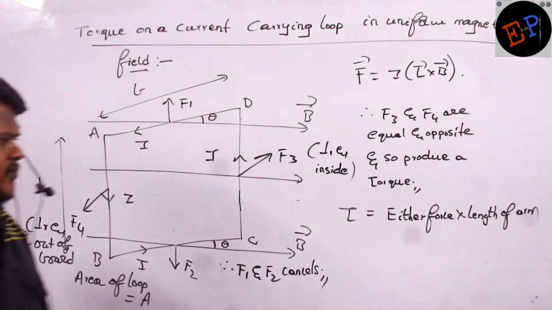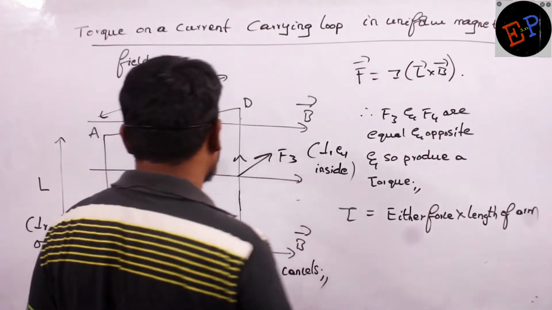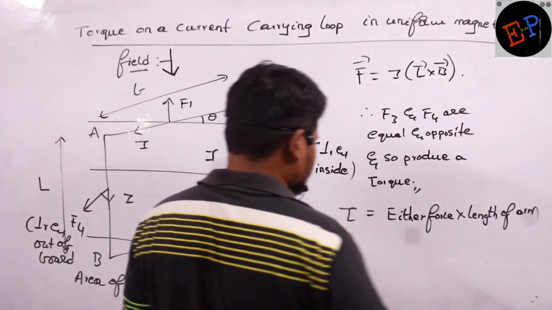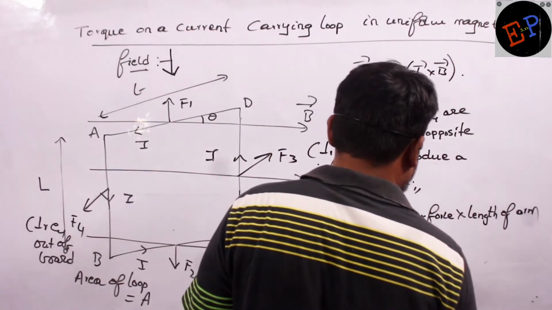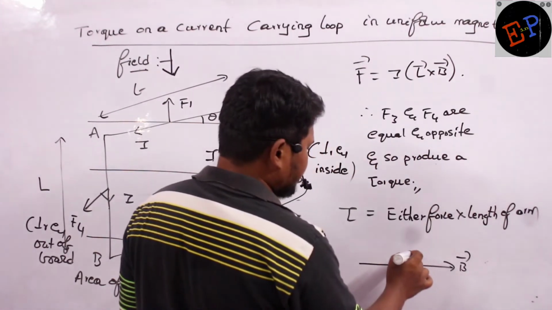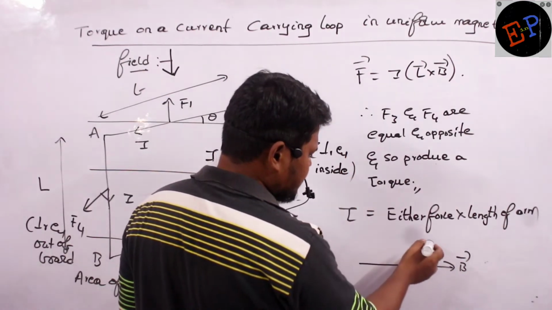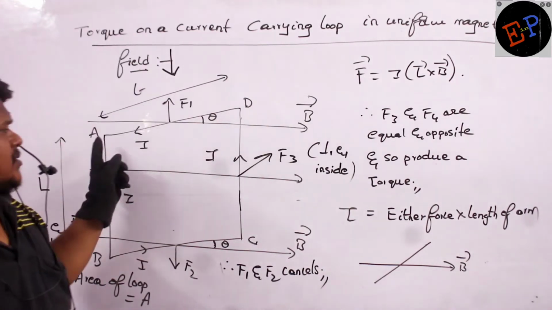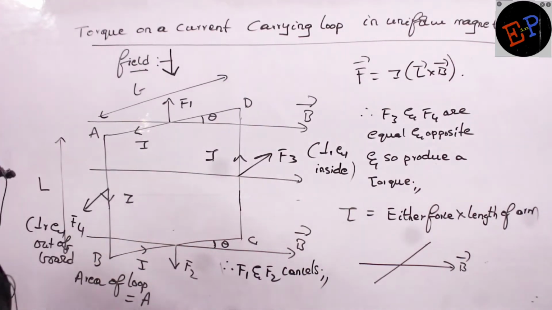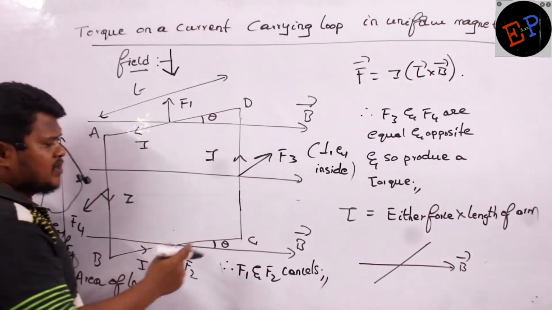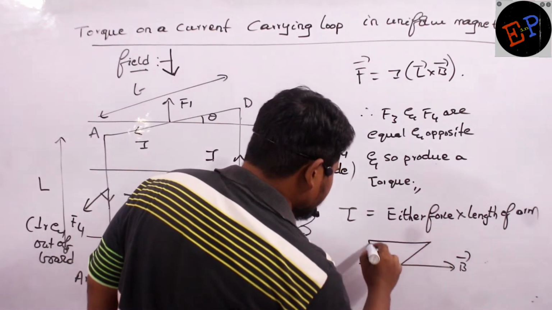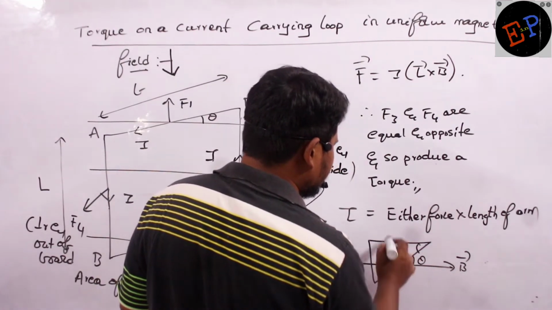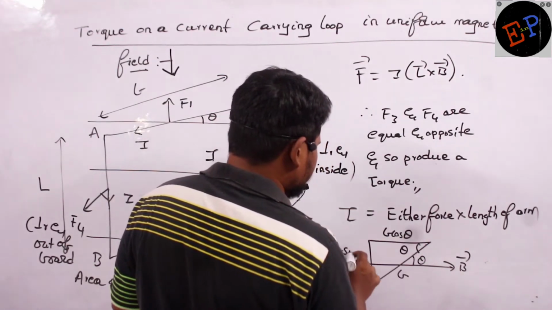Now let us see how we can calculate the length of the arm. Listen very carefully. If I look from the top, this is how it appears to me: this is B dash and this is the conductor. And what is the length of the conductor? b. So this b I will split into two components. If this is theta, this is also theta, this is b cos theta, and this is b sin theta.